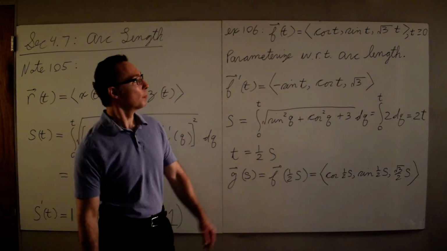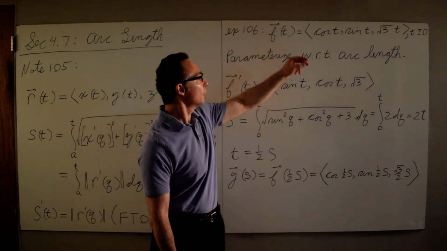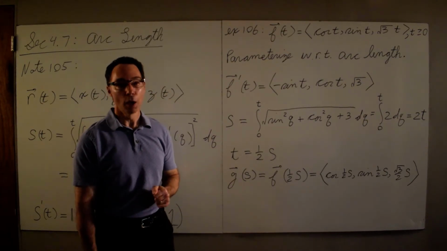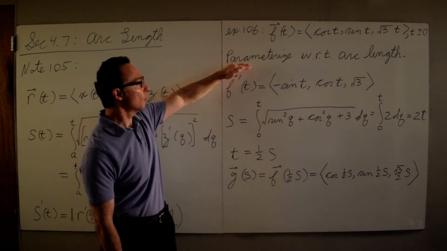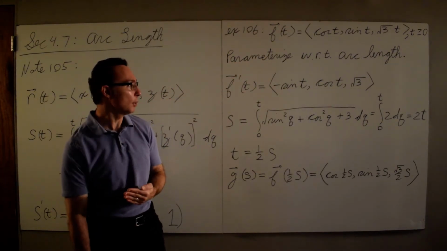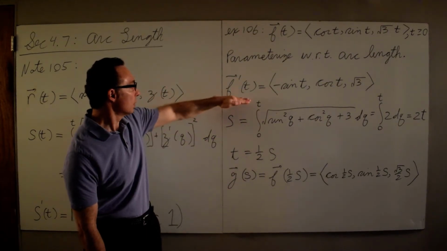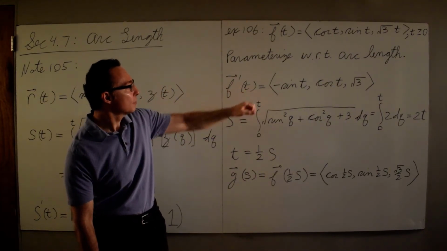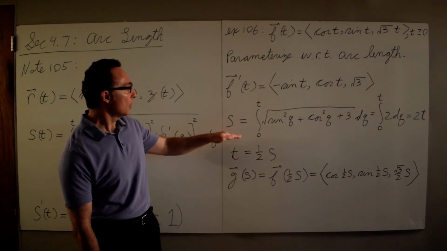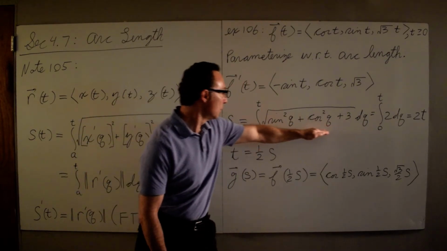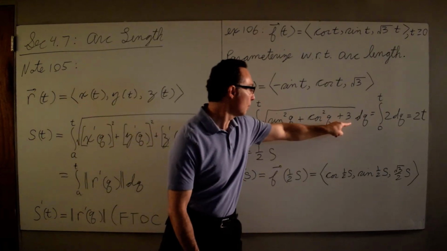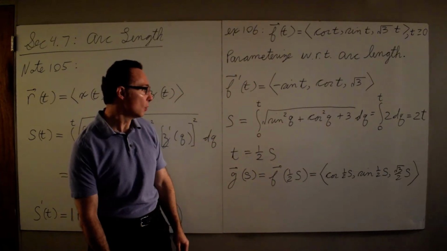So here's an example. We have the vector valued function f of t is cosine of t, sine of t, square root of 3 t. We want to parameterize this curve with respect to arc length. So first of all, we calculate the arc length in terms of t. So the derivative of f is negative sine t, cosine t, square root of 3. So we integrate the magnitude of the derivative. So we integrate from 0 to t, magnitude of the derivative evaluated at q, dq.